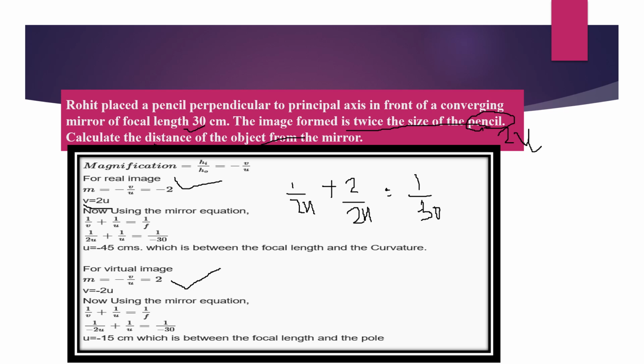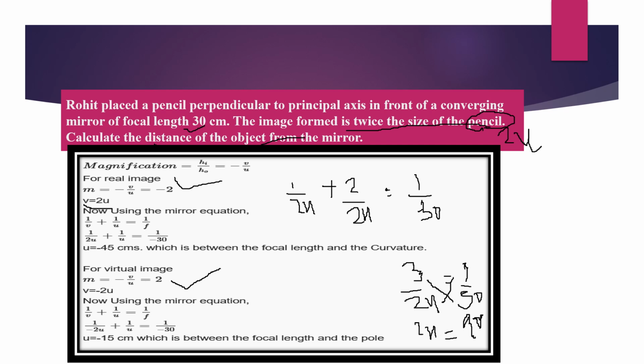So now, what is this actually? 3 by 2u, right? So 3 by 2u is equal to 1 by 30. Next, what can I do? I can just cross multiply. So here also I'll cross multiply. So 2u into 1, it will be 2u. That will be equal to 3 into 30, it will be 90.